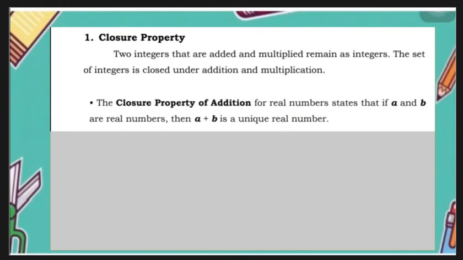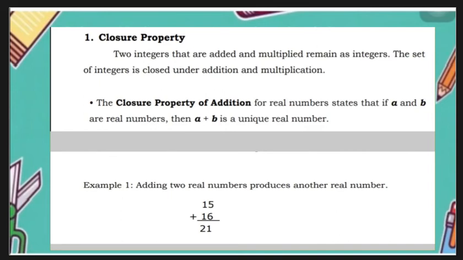First, we have closure property. Two integers that are added and multiplied remain as integers. The set of integers is closed under addition and multiplication. Take note, under addition and multiplication. The closure property of addition for real numbers states that if A and B are real numbers, then A plus B is a unique real number.